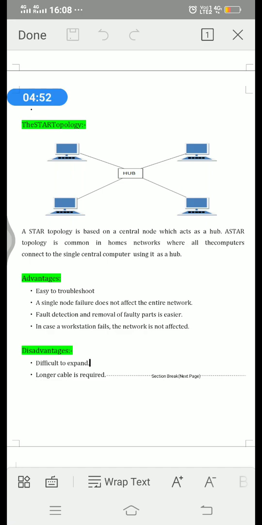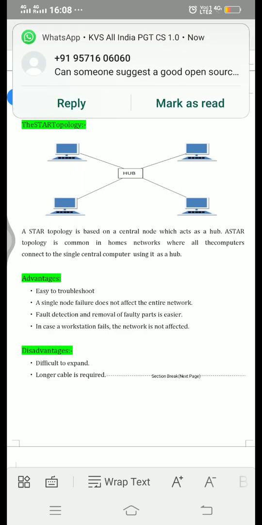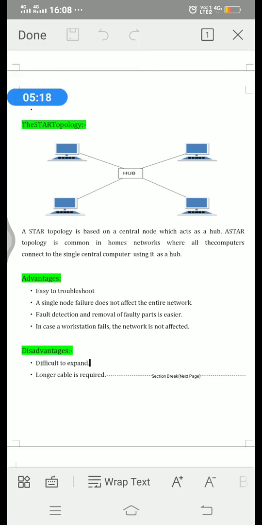A star topology is common in home networks where all the computers connect to a single central computer using it as a hub. And normally you can see this topology in your computer lab also. Yes, all your systems are connected with a switch or hub with wire, and they interact using that central node. Okay, now advantages are what?